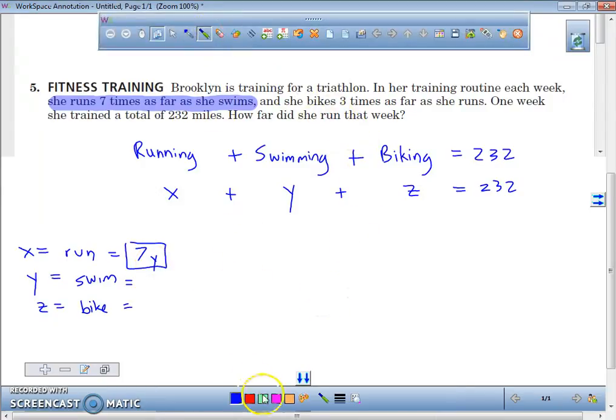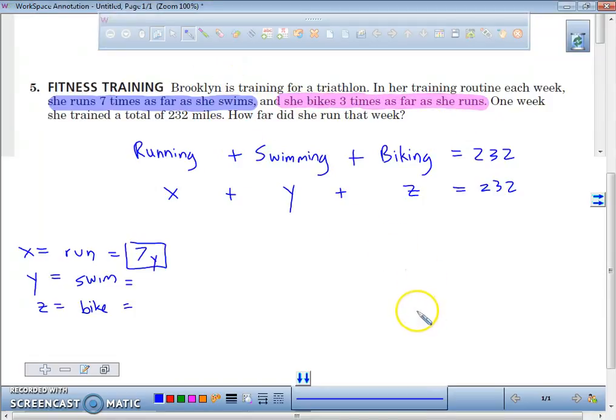I'm going to highlight the next thing here. It says she bikes 3 times as far as she runs. Okay, let's see here. Running is what? Running is X. Biking is Z. Z is equal to what? 3 times X.